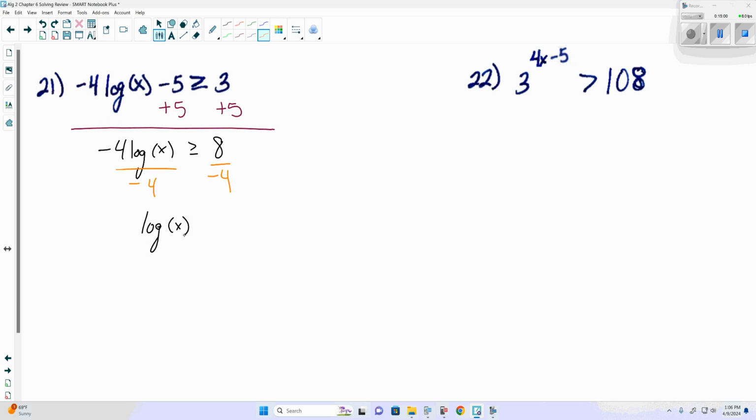8 divided by negative 4 is? Negative 2. What happens to our inequality sign? It flips. Anytime we multiply or divide by a negative, we have to flip the sign. So we have log of x is less than or equal to negative 2.